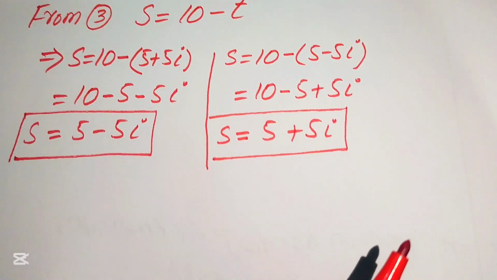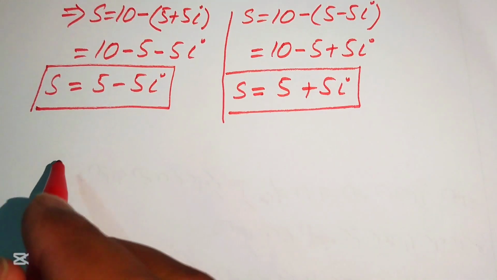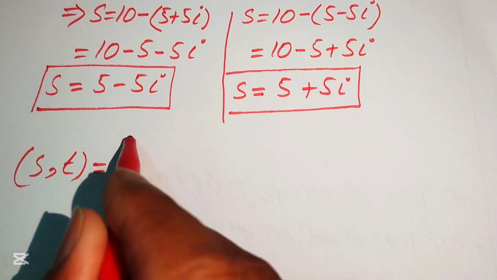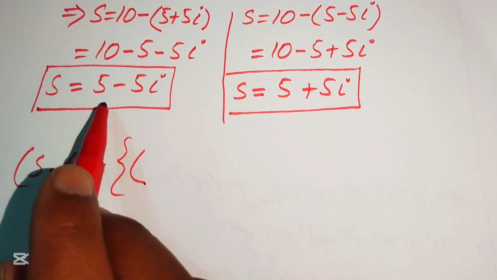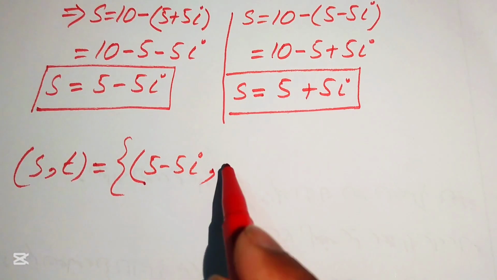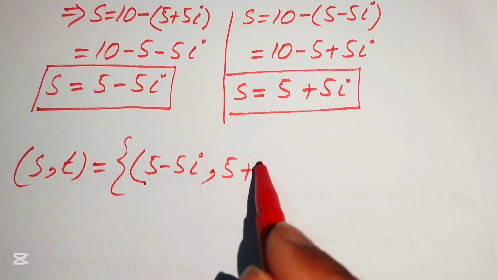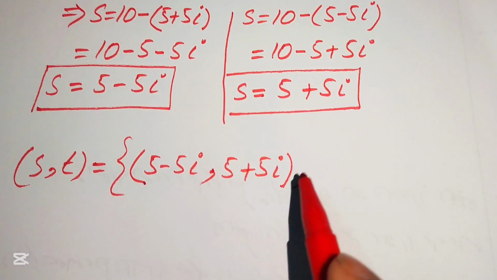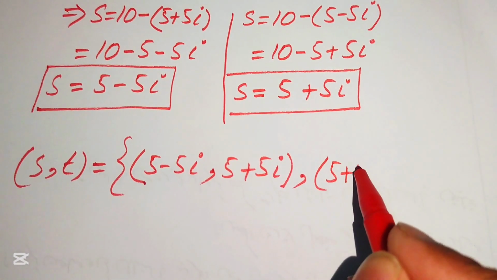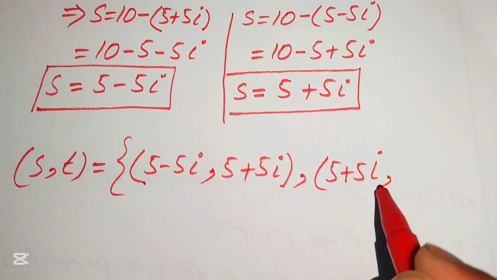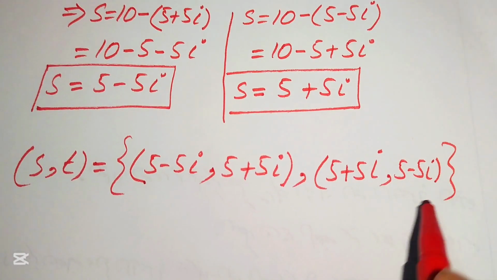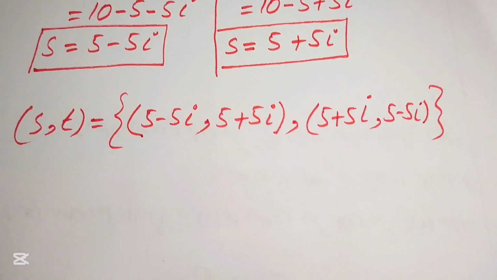So now finally we have the solution set of the given equations. The values of (s, t) are: first, the value of s is 5 minus 5 iota and the value of t is 5 plus 5 iota. And similarly in the second case, the value of s is 5 plus 5 iota, and the value of t is 5 minus 5 iota. Okay, so this is the solution set of the given equations.